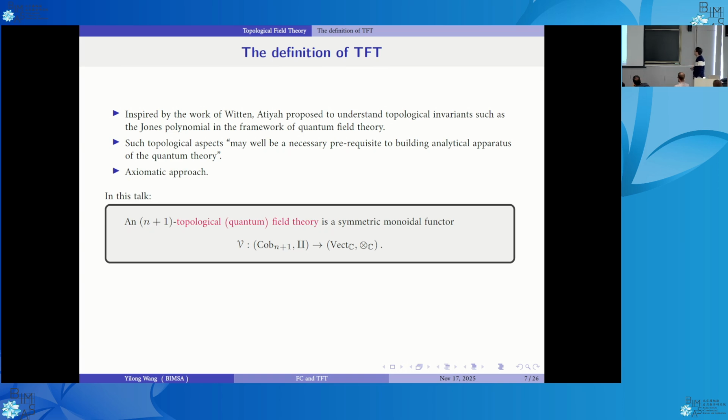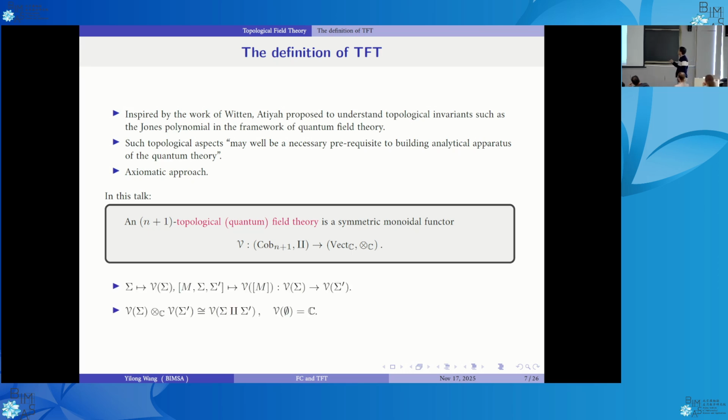So in this talk, an n-dimensional, (n+1) topological quantum field theory, or just topological field theory, is a symmetric monoidal functor from the cobordism category to the category of vector spaces, let's say for simplicity over complex numbers. Symmetric just means that in both the cobordism category and the category of vector spaces there is commutativity: we can switch the order of the tensor product, and the functor has to preserve that.